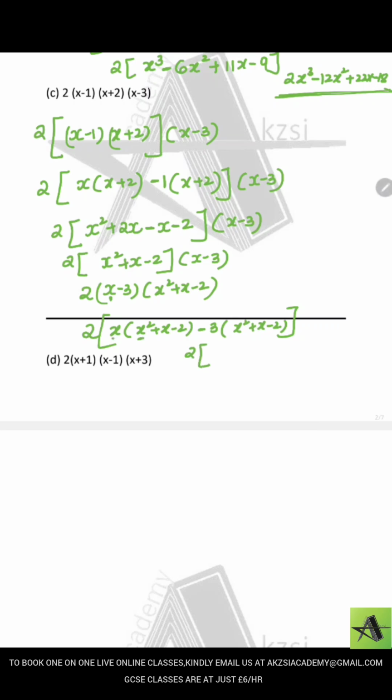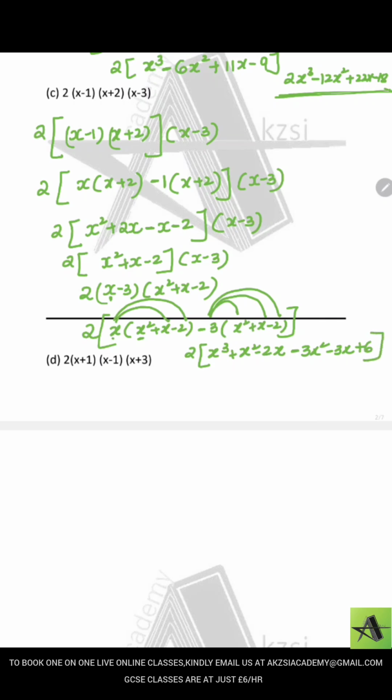x times x squared is x cubed. X times x is x squared. X times minus 2 is minus 2x. Minus 3 times x squared is minus 3x squared. Minus 3 times x is minus 3x. And minus 3 times minus 2 is plus 6.